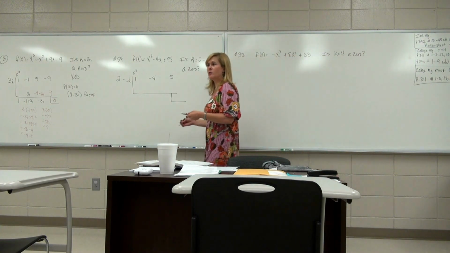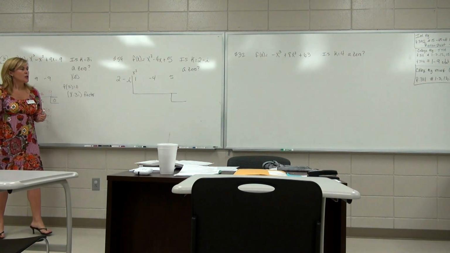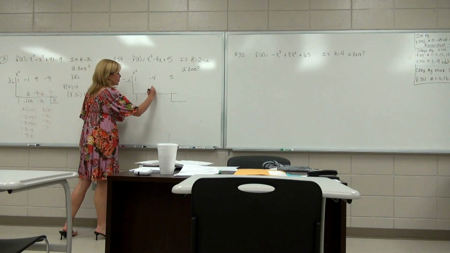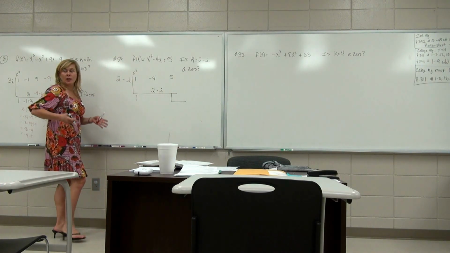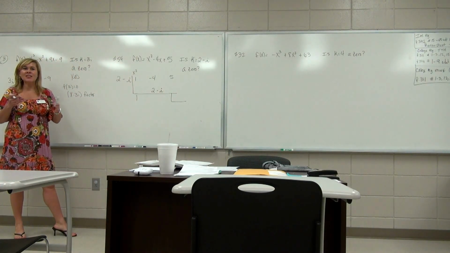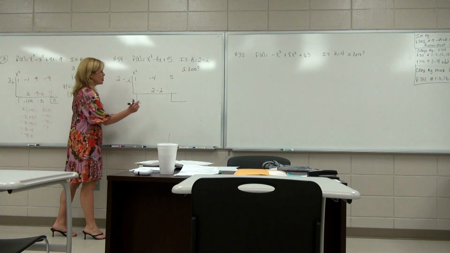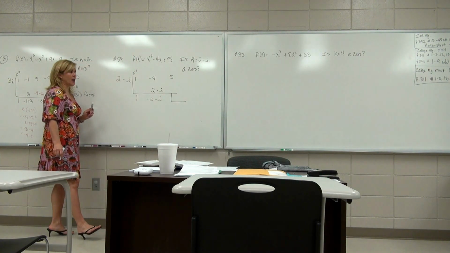Everybody with me and ready to start multiplying? Everybody got it written down? So we're going to bring down our 1. Well, 2 minus i times 1 would be 2 minus i, right? Well, now on complex numbers, you can add the like things. You add the real parts and you add your imaginary. So I have negative 4 plus 2, which is negative 2 minus i, right?